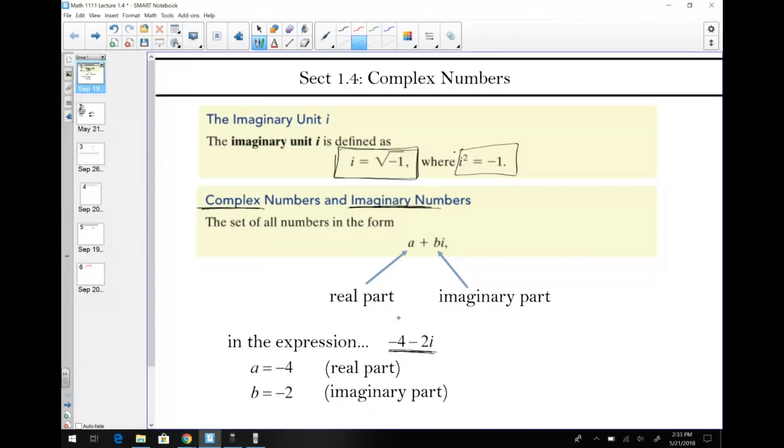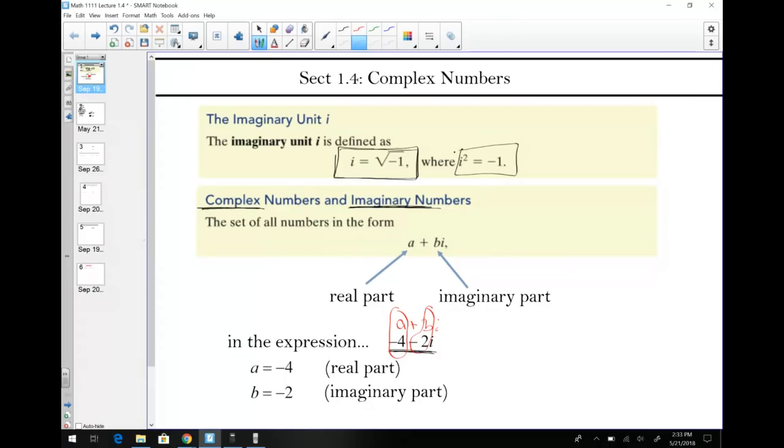If I were to write it just up above, I'd have a plus bi. Note that my a would be my -4 and my b, including that sign in front, would be the -2. And notice the i's aren't included at all. So if you're asked what a is, you would say -4. If you are asked what b is, you would say -2.